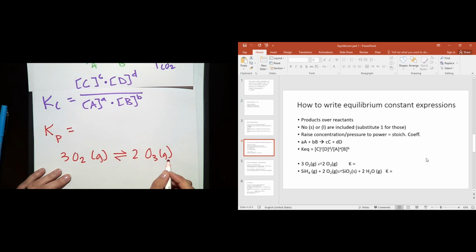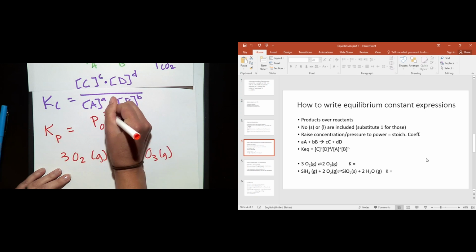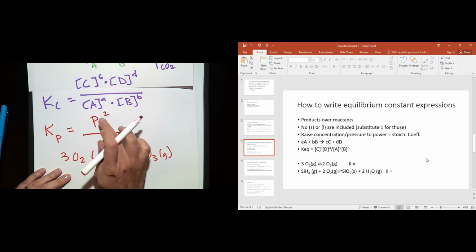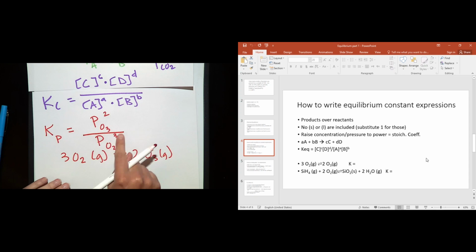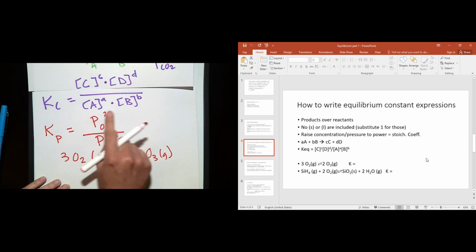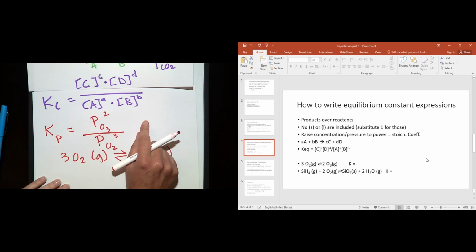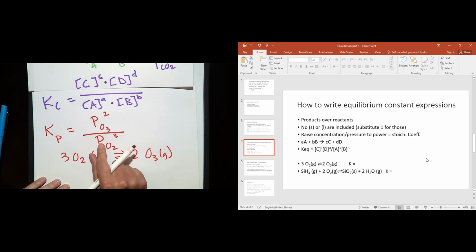Okay, so products over reactants. This is my product because it's on the right side of the arrow. And P means I'm going to write the partial pressure as the term. I only have one product, so I'm only going to have one term in the numerator. I only have one reactant, so I'm only going to have one term in the denominator. That's it. Now, I could look this up. If I was given a temperature, like 25 degrees, I could look up this value in a table. And maybe I'm given one of these values and then I can solve for that one, just to give you a glimpse of where we're going.